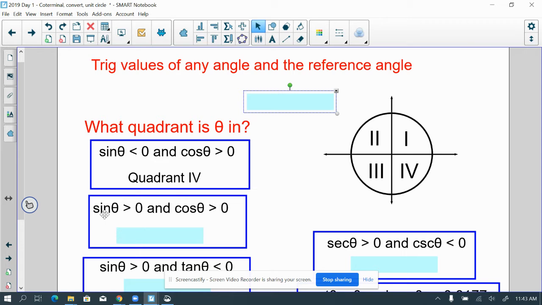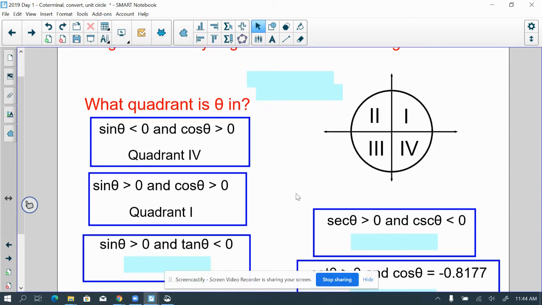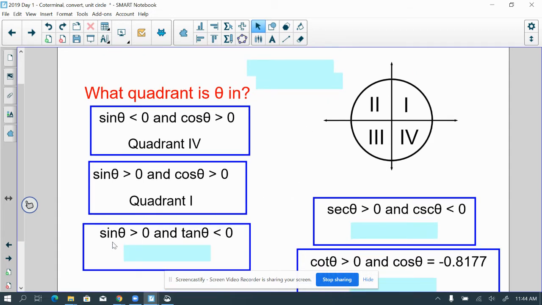What about this, where sine is positive and cosine is positive? What quadrant am I in? Well, if sine is positive, you're in the top two. If cosine's positive, you're in the right two. Remember, sine is y and cosine is x. So that brings you into quadrant 1. What quadrant are you in if the y is positive and the tangent is negative?